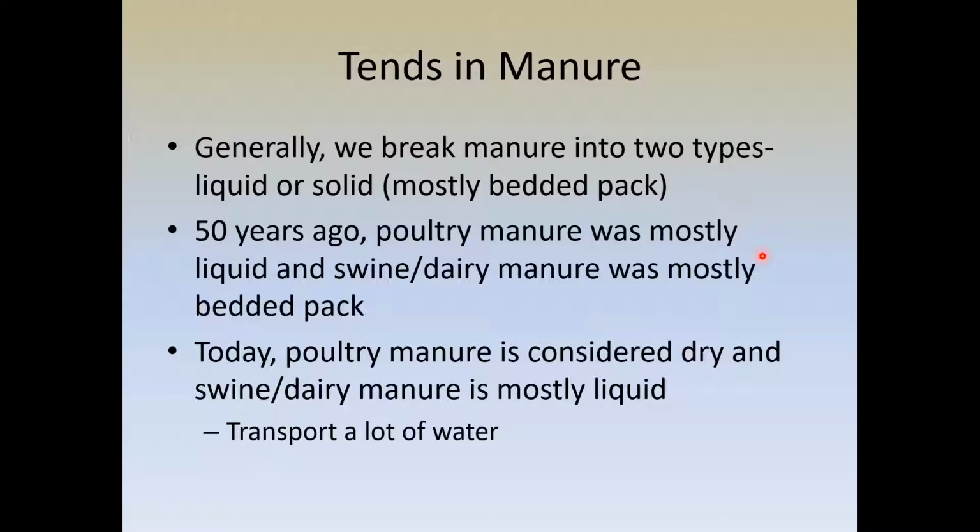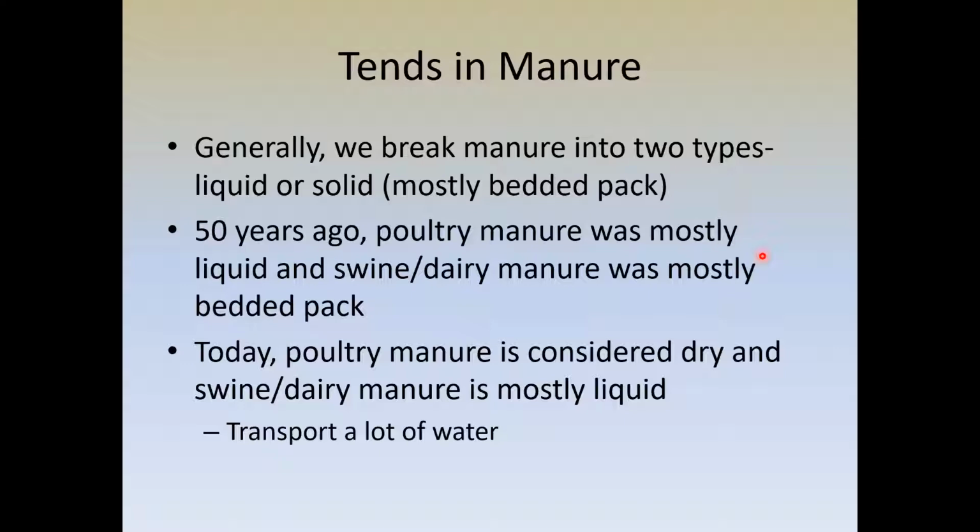I wanted to talk briefly about the trends in manure. Generally, we break manure into two types, liquid or solid. Solid we refer to as bedded pack manure pretty often, but also solid manure can be poultry litter. If you went back 50 years in time, before Steve was born, poultry litter was mostly liquid, while your swine, your dairy manure, and your beef manure was mostly bedded pack. If you look today, most poultry manure is solid or dry, and dairy and swine manure is mostly in the liquid form, and even the beef is headed in that direction.